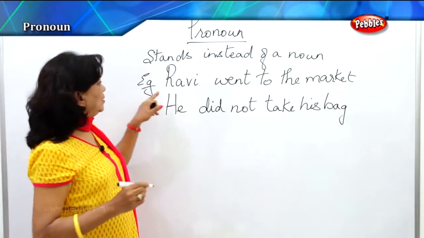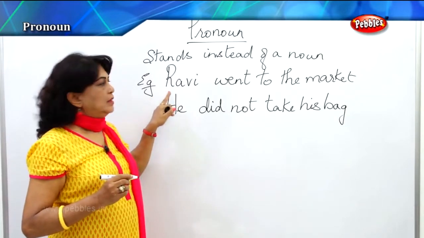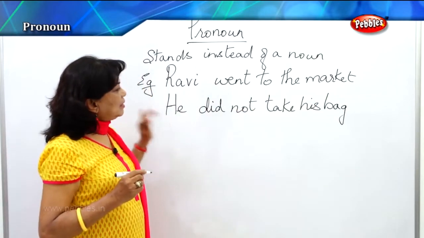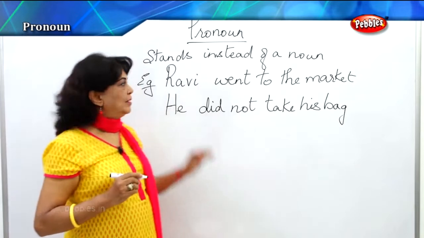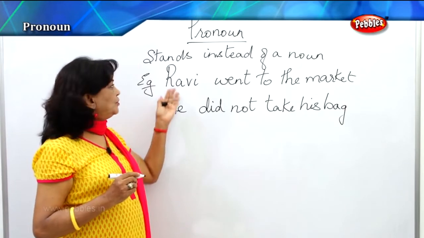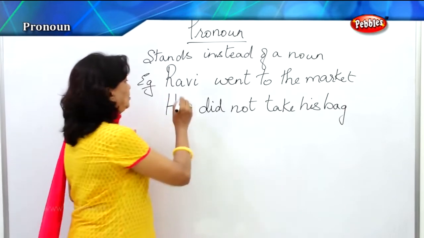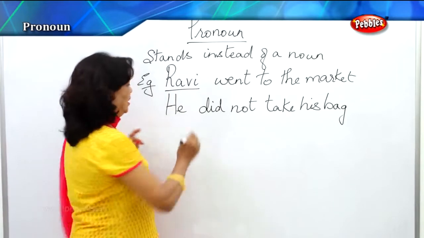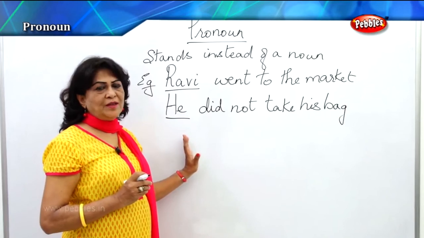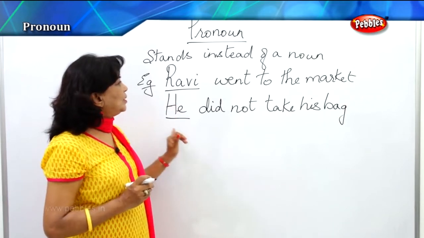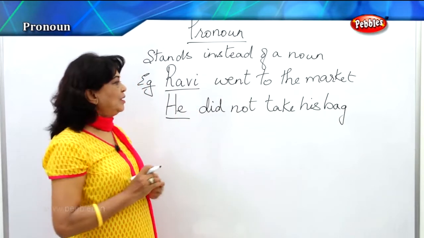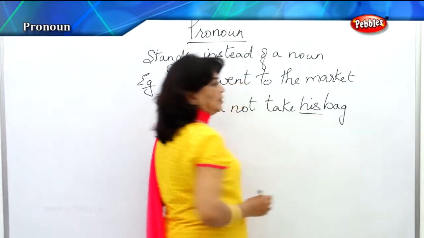If you see here, we are talking about Ravi. Ravi went to the market. He did not take his bag. Now whom does this word he refer to? He refers to Ravi. So Ravi is a noun and he is a pronoun. He stands instead of Ravi. When a word stands instead of a noun, it's called a pronoun. His is also a personal pronoun.